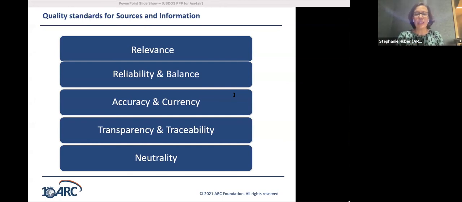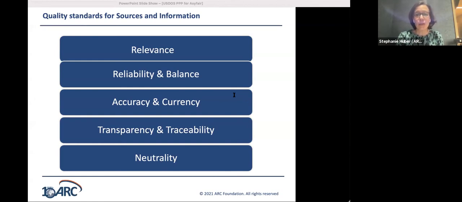The information you collect needs to be traceable back to its source, so preferably a primary or original source, so that it can be independently verified and assessed by any user. And in practice, this means referencing all your sources and providing a direct and active hyperlink.